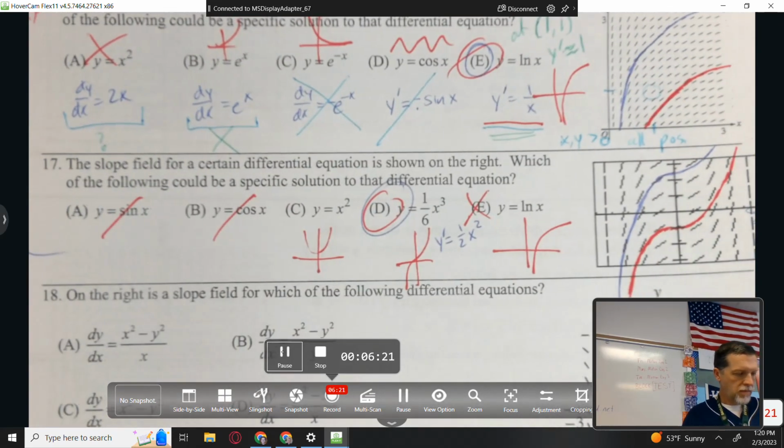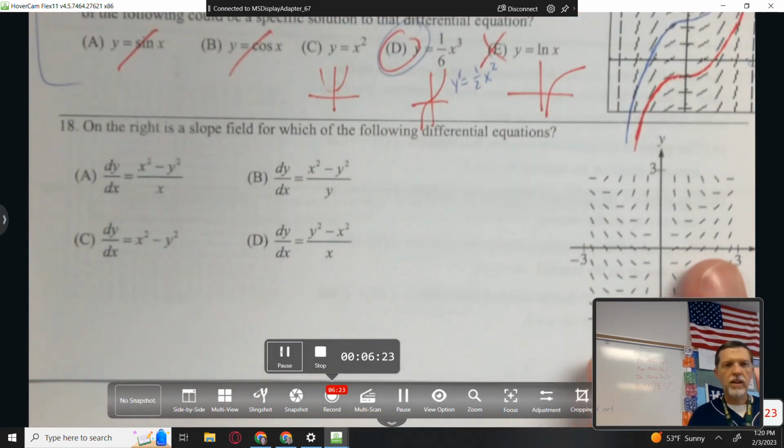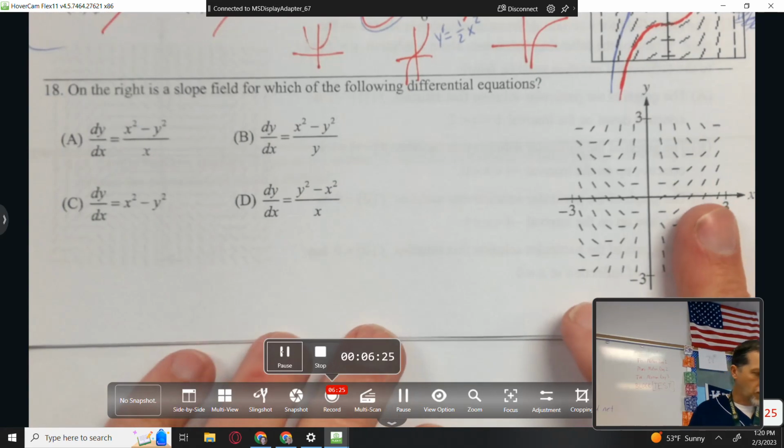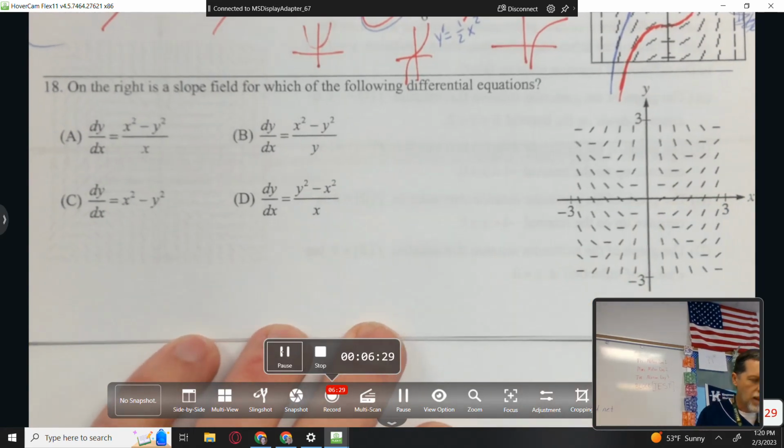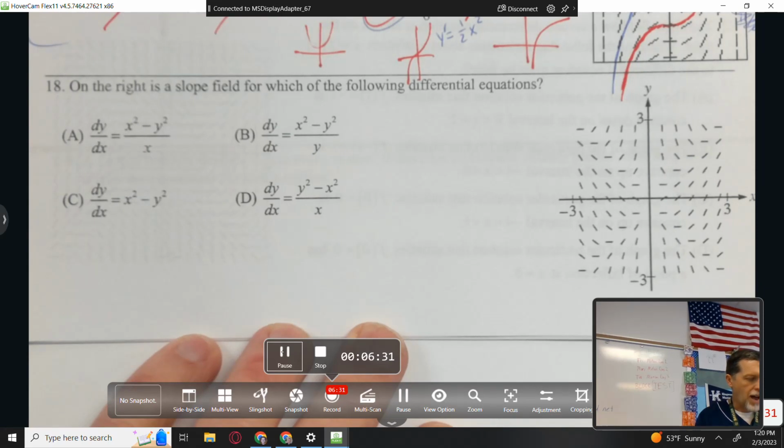How do you do number 18? Number 18. On the right is a slope field with which of the following differential equations? Yeah, so I'm not solving that one for sure. Instead, I think I'm gonna plot points or look for key points. How do you find key points? Well, I'm looking on the graph.